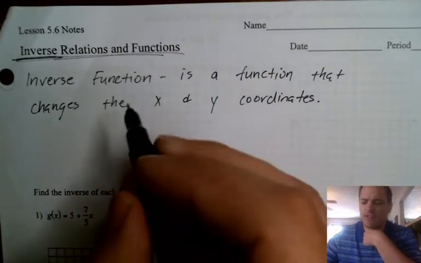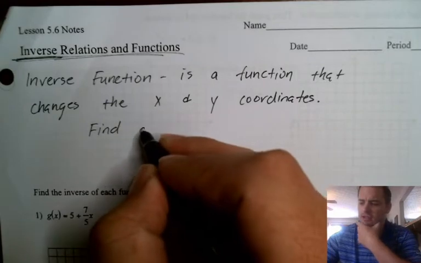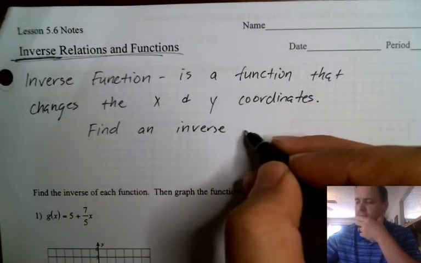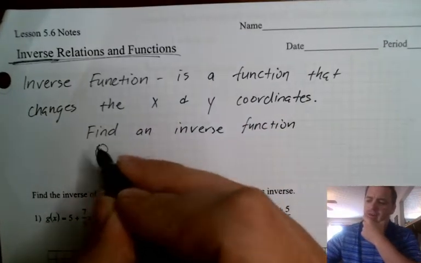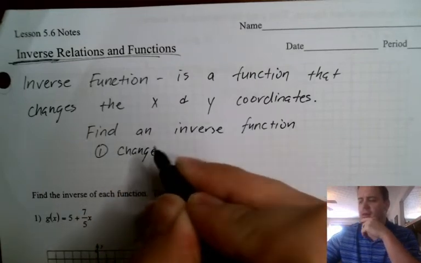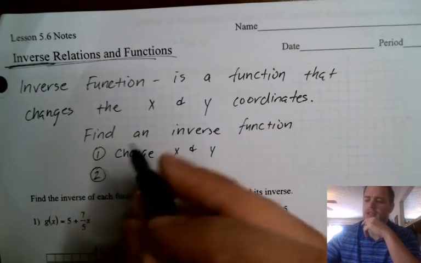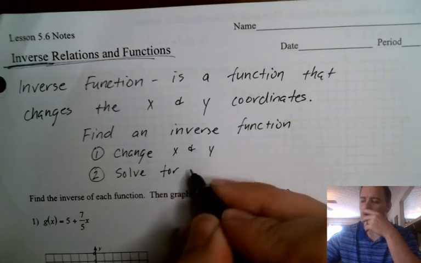So in order to find an inverse function, your first step is to change x and y. And then the second step would be to solve for the new y.